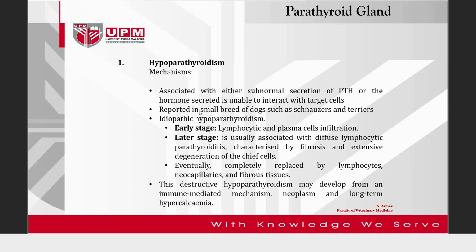Right. So the first one, in terms of the abnormalities, is hypoparathyroidism. Hypoparathyroidism is associated with either subnormal secretion of PTH, or the amount of PTH is normal but the hormone failed to interact with the target cells. Usually, this condition has been reported in small breeds of dogs, again usually because of idiopathic causes.